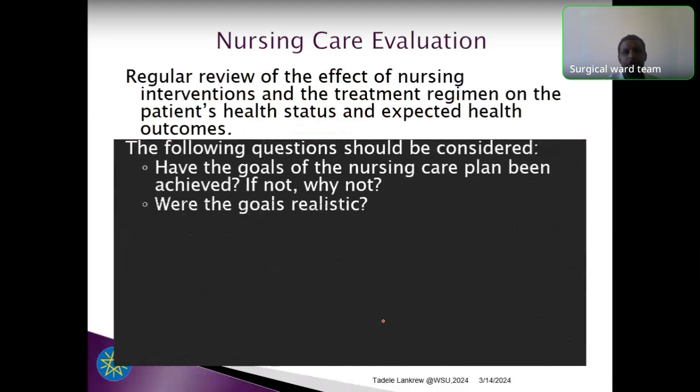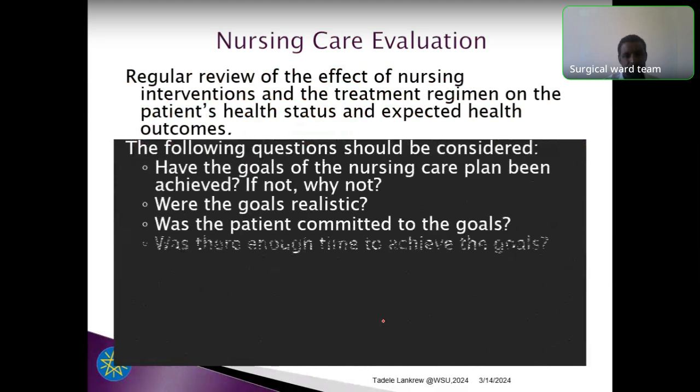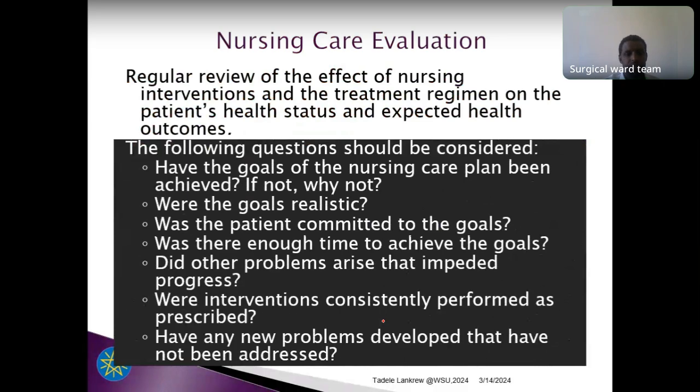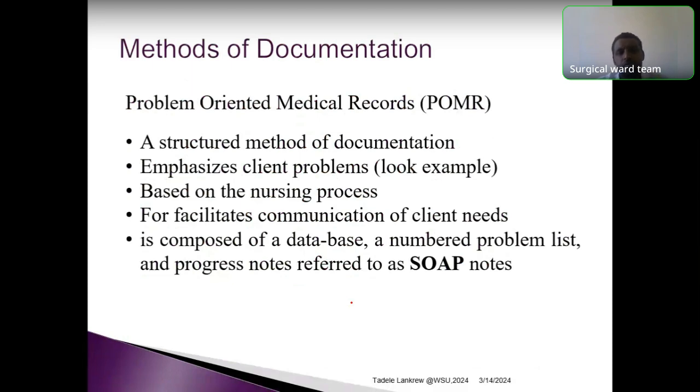Where the goal is realistic, was the patient committed to the goal, was there enough time to achieve the goal, did other problems arise that impeded progress, were interventions performed as prescribed, have any new problems developed that have been addressed.